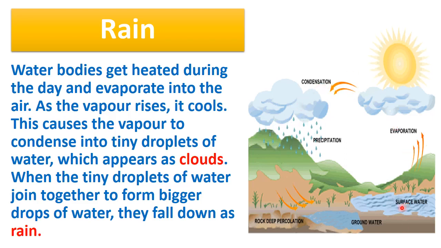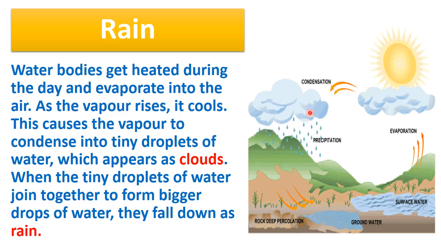First the water bodies are getting heated. The evaporation process is taking place. After evaporation the water vapors are formed. These water vapors will rise up, then cool, then the condensation process will take place. After condensation they will form tiny droplets of water which appear as clouds. So this is the way the clouds are formed.